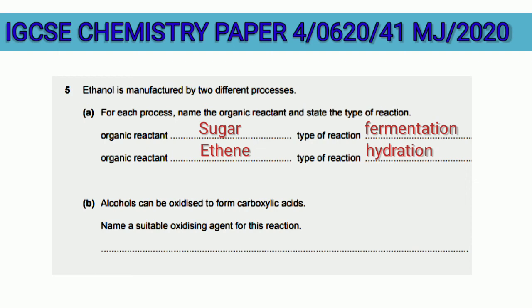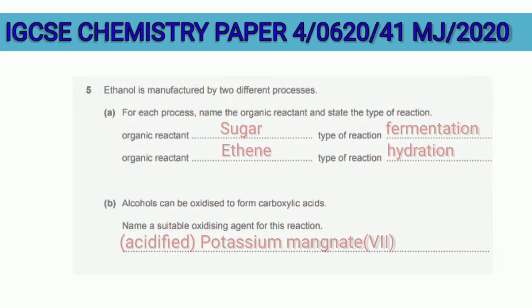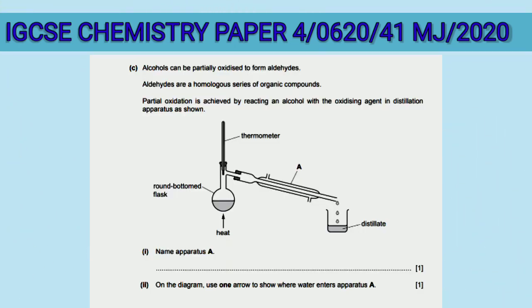Question 5b. Alcohols can be oxidized to form carboxylic acids. Name a suitable oxidizing agent for this reaction. And the answer is acidified potassium manganate 7. Question 5c. Alcohols can be partially oxidized to form aldehydes. Aldehydes are a homologous series of organic compounds.